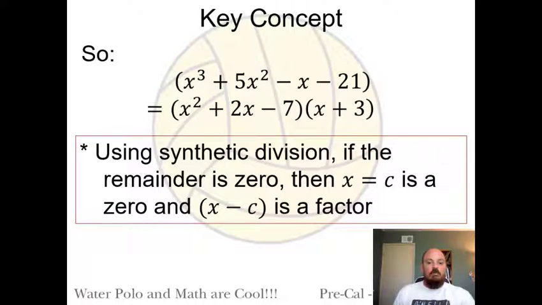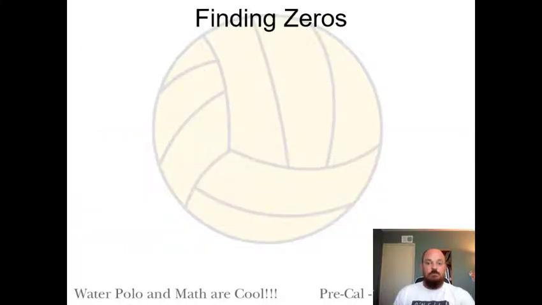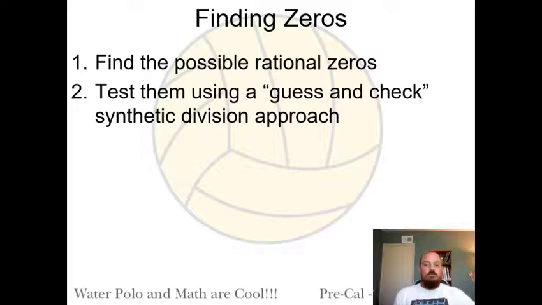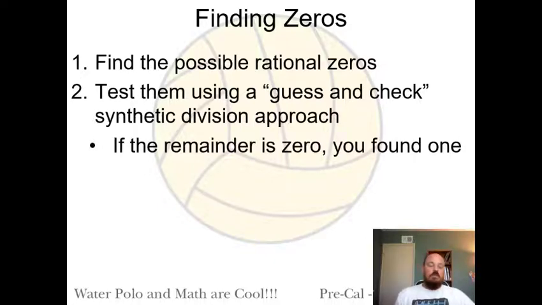So if we combine that with what we did in part 1, here's our steps for finding zeros. Step 1, we're going to do the rational zero test from part 1 and make a list of possible zeros. Now step 2, we're going to test them using kind of a guess and check synthetic division approach. Now when I say guess and check, what I mean is we're going to pick numbers from our list of possible zeros. We're going to try synthetic division.